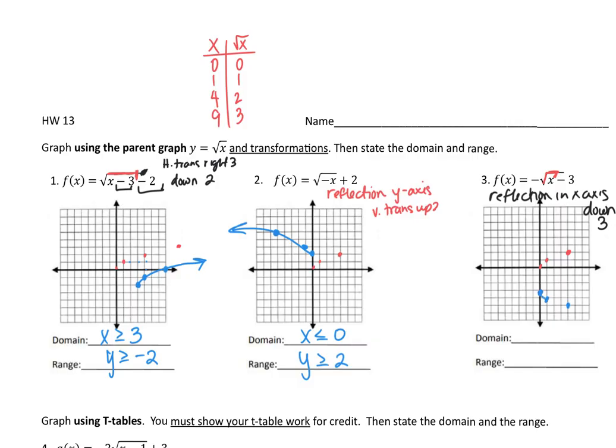And then I'm connecting. Now my domain, starting here at 0, is going greater than. So the x values are greater than or equal to 0. But my y values are starting at -3, and they're going down. So it's y is less than or equal to -3. Okay.